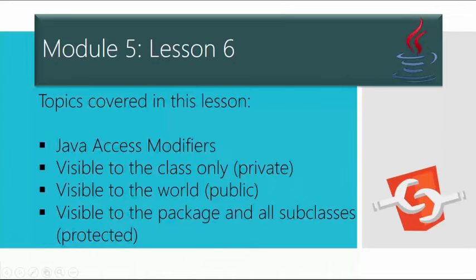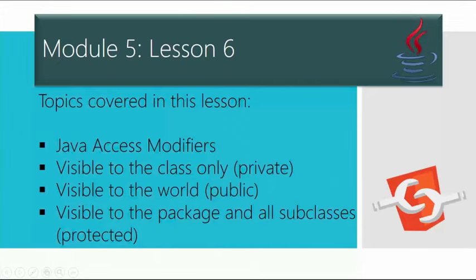Classes, fields, constructors, and methods can have one of the four different types of access modifiers. And again, that is private, default package, protected, and public. We'll take a look at each one of those, and I'll demonstrate how they work and the real purpose of using these access modifiers.